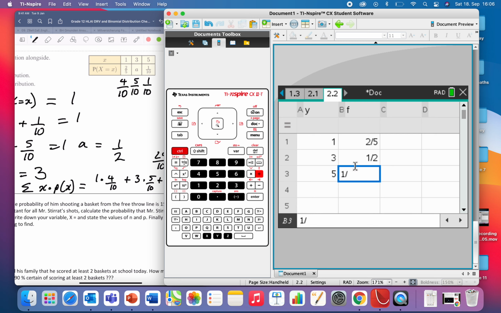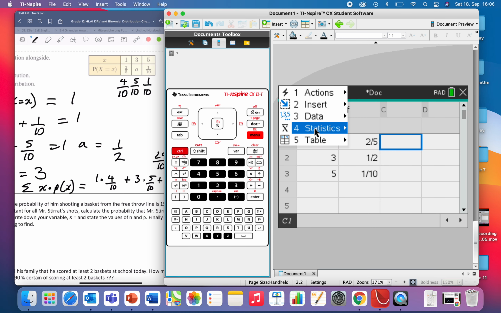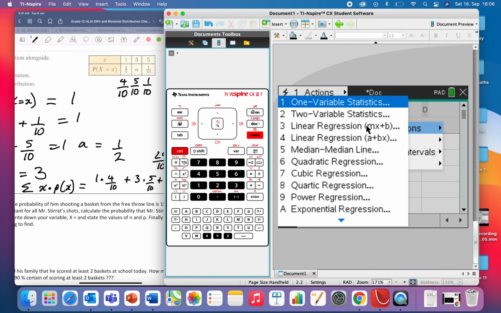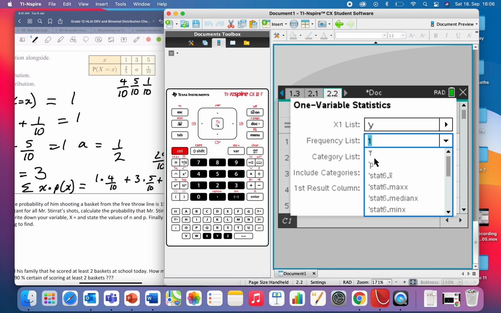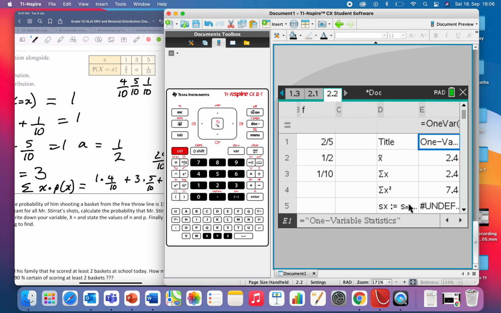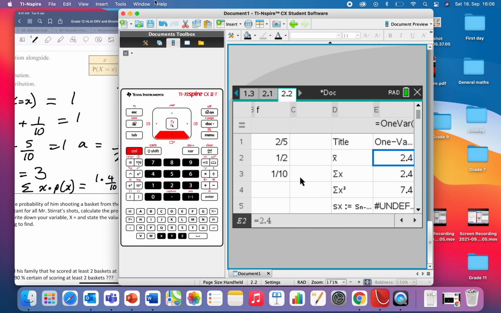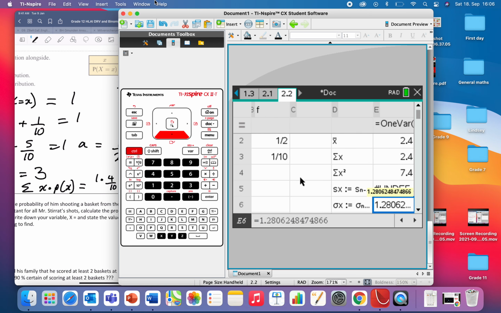This is 1/10. And then we go menu, statistics, stat calc. One variable stats, one list. The X variable here is Y. The frequency list is F. And there we have X bar is 2.4, which corresponds to our previous answer. Looking further down here, this little guy here is the standard deviation.